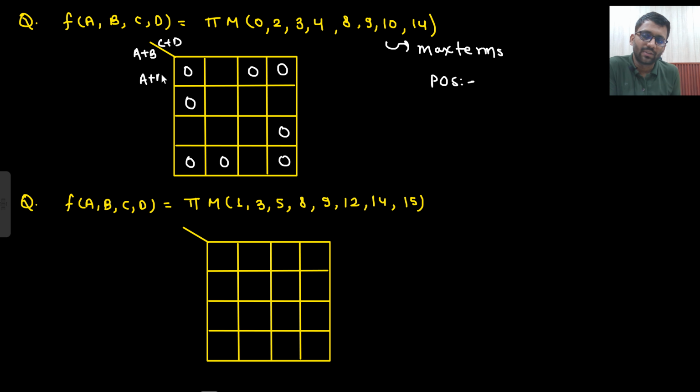So first I will start with a plus b, then a plus b bar, then a bar plus b bar, then a bar plus b. This would be c plus d, c plus d bar, c bar plus d bar, c bar plus d. Okay. Let's check it again. 0, 1, 2, 3, 4, 5, 6, 7, 8, 9, 10, 11, 12, 13, 14, 15. Yeah. So let's start making the pairs.